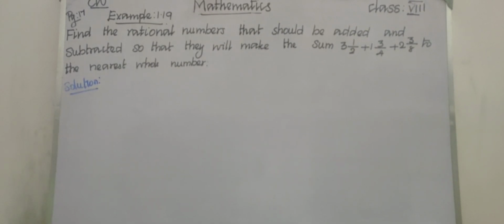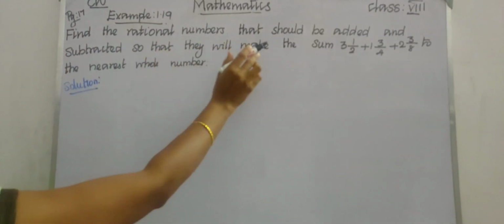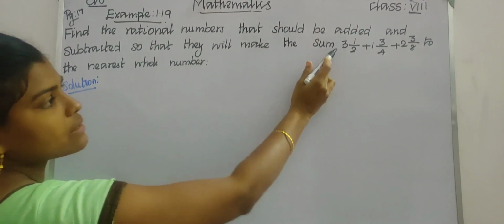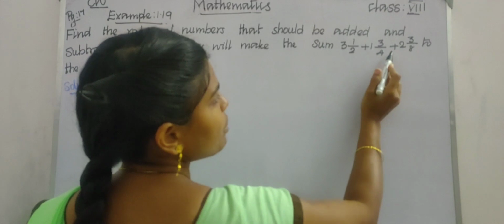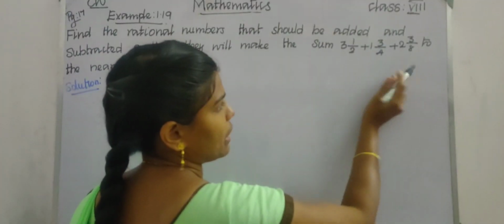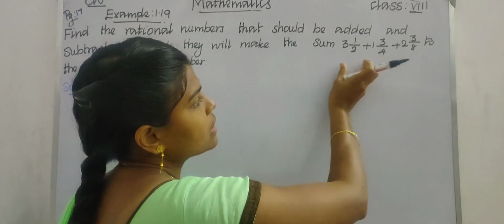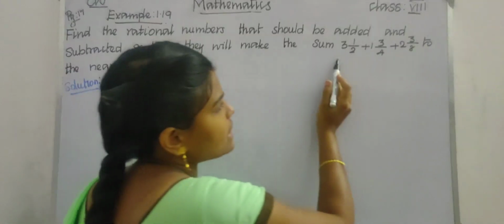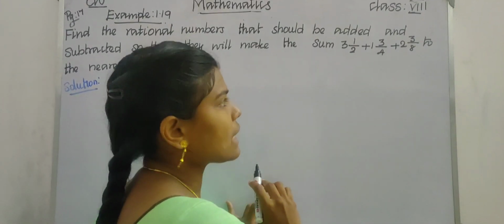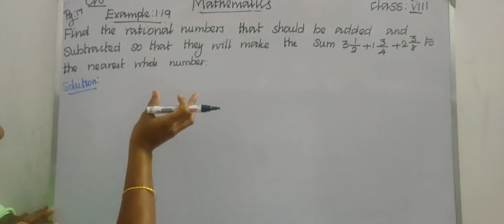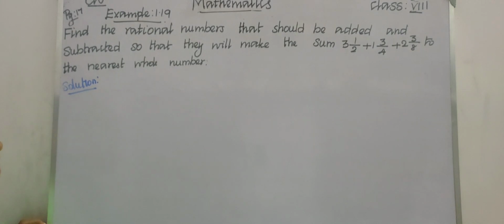Read the question. Find the rational numbers that should be added and subtracted so that they make the sum 3 1 upon 2 plus 1 3 upon 4 plus 2 3 upon 8 to the nearest whole number. Here we need to find the sum of this. We have addition, so we are going to add and we will get the sum. Already this question is in mixed fractions, so we will get the answer as a mixed fraction. But we can add or subtract to make the nearest whole number. That is the question.